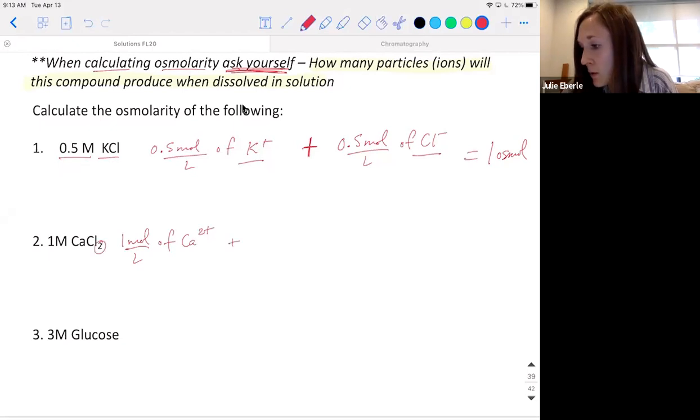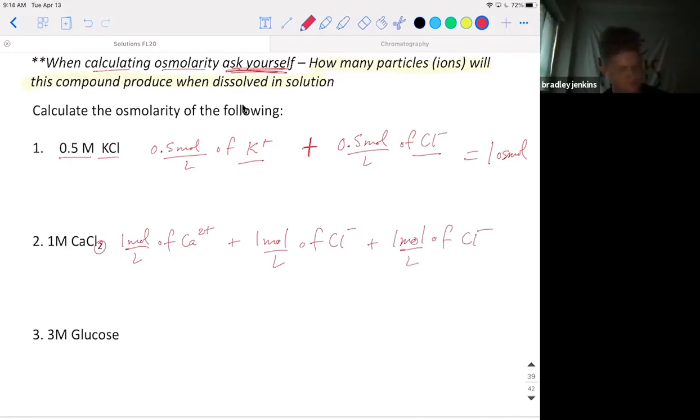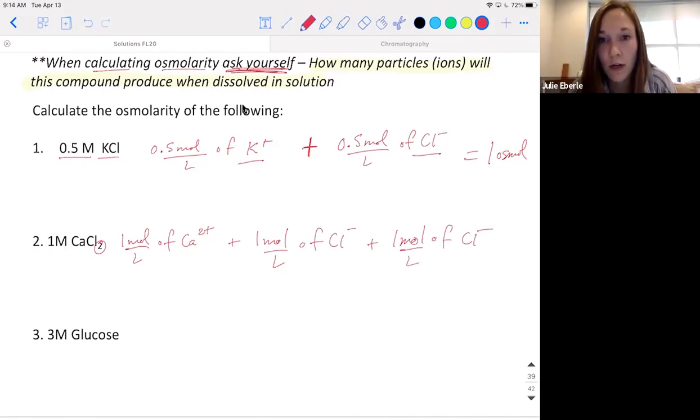So you could write it out separately: 1 mole per liter of Cl-, plus another one. We got 2. Or you could write 2 mole of the Cl-, all right? Because you're going to get double the chlorine. You get 1 calcium and 2 chlorides. So then you add that up. 1 plus 1 plus 1, that would be 3 osmoles. Does that make sense? How to calculate an osmolarity?